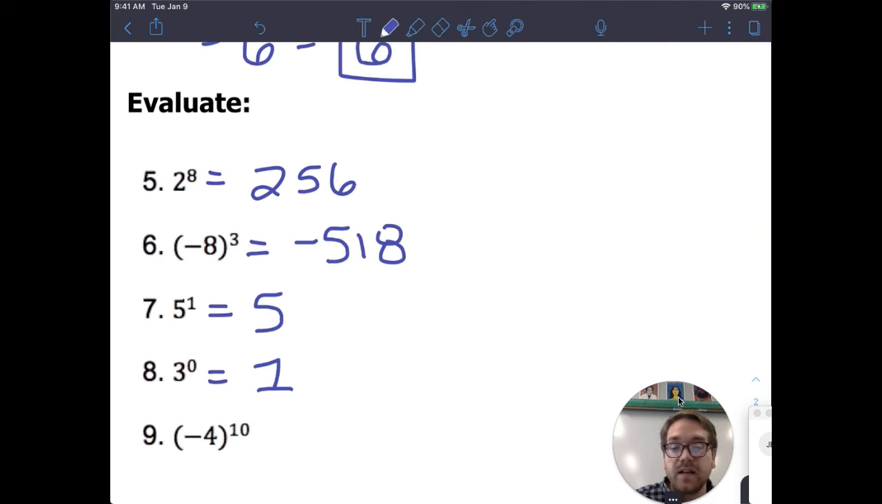So anything, it could be 1,466,703, to the 0 power is 1. Anything to the 0 power is 1.